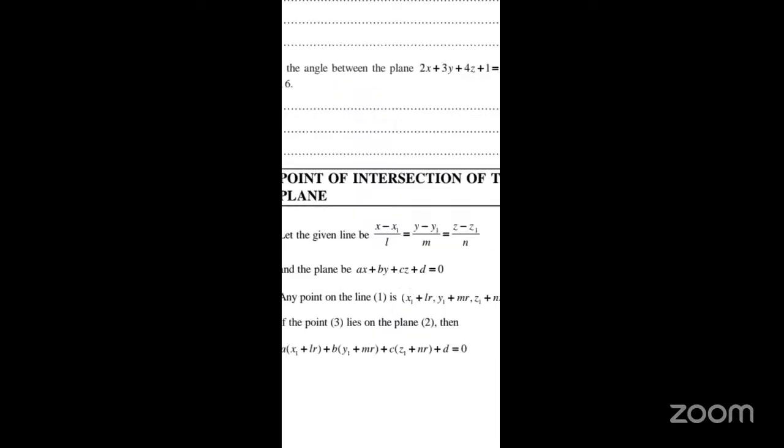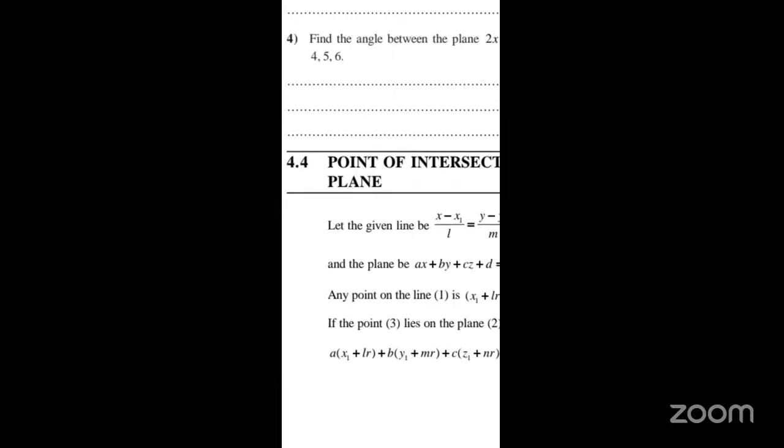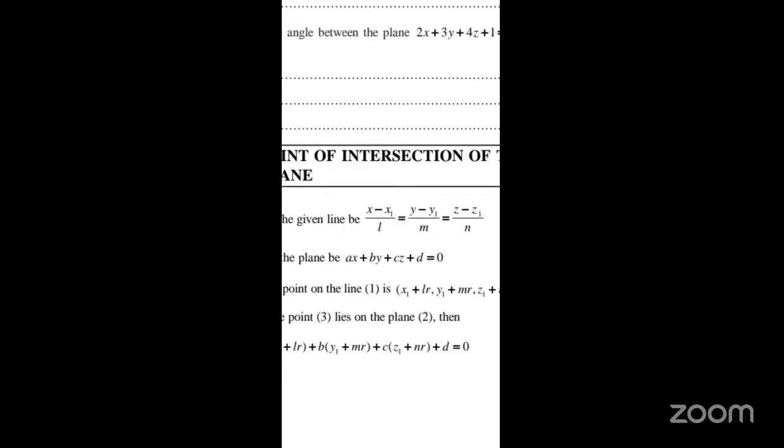So the equation of the normal: substituting that point, the coordinates of the point, into the given plane. So a of x means lr plus x1, y means mr plus y1 and z means nr plus z1. Substituting those values in the plane, we get the r value. So that is the required point of intersection.